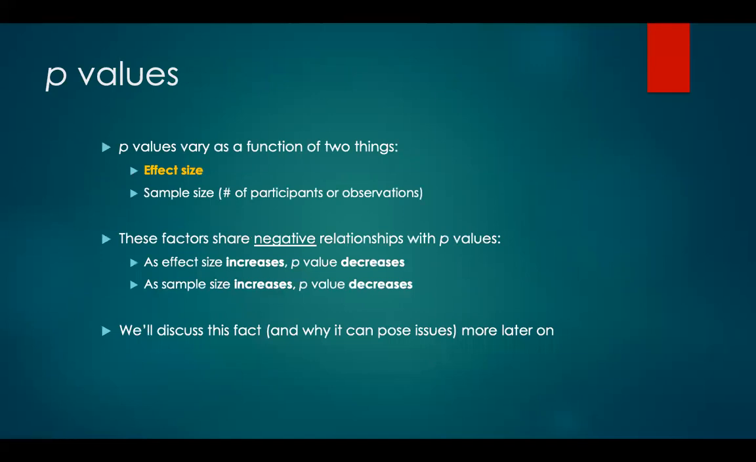Now, p-values vary as a function of two things: effect size, which we'll talk about later, and sample size, the number of participants or observations. Now, these factors share negative relationships with p-values. That means as effect size increases, the p-value decreases. And as sample size increases, the p-value decreases. And we'll discuss this fact and why it can pose certain issues more at a later date.